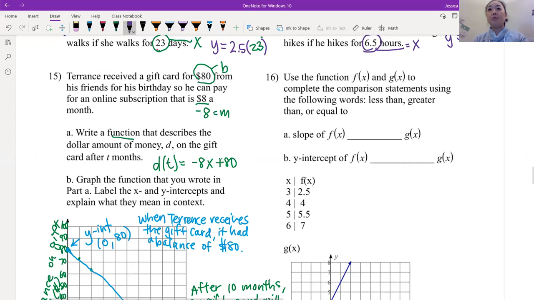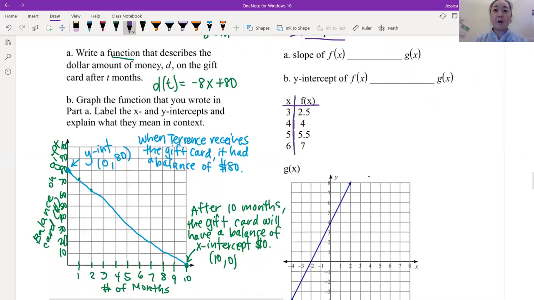So number 16: use the function f of x and g of x to complete the comparison statements using the following words: less than, greater than, or equal to. So the slope of f of x, where's f of x? Right here, here's f of x. So we're gonna have to figure out that slope. And we're comparing two things, or g of x, this right here is g of x. So which one has a bigger slope? That's what we're gonna compare.